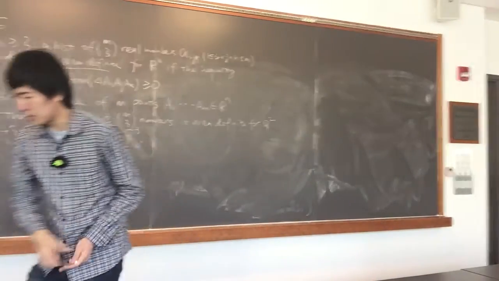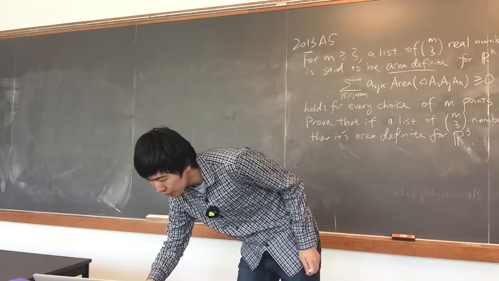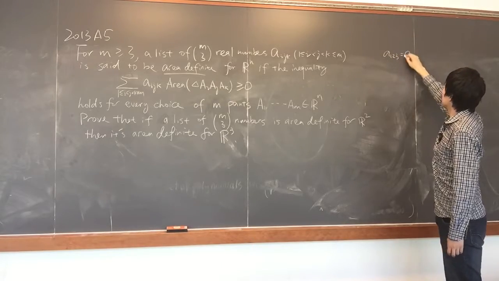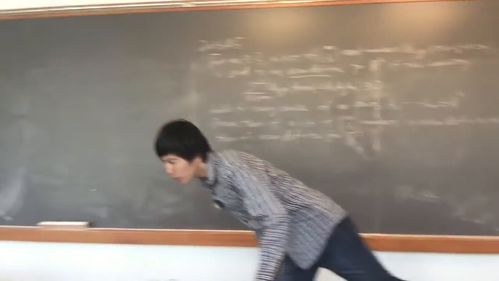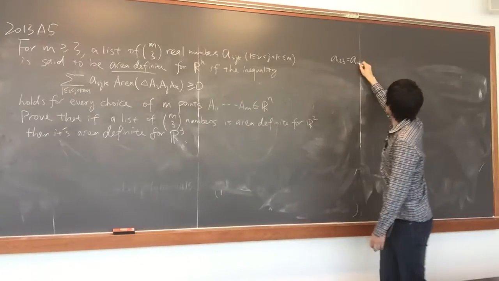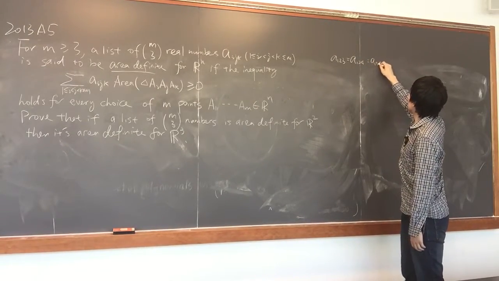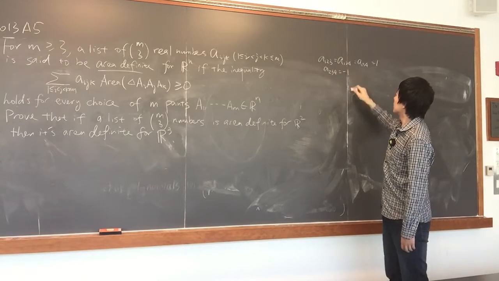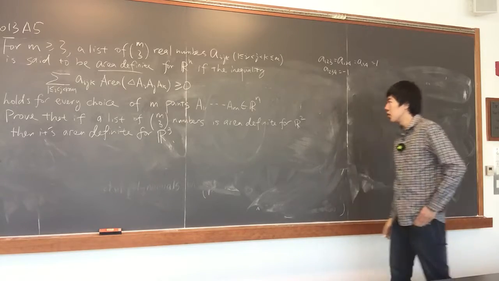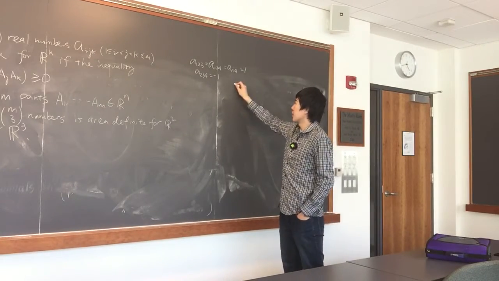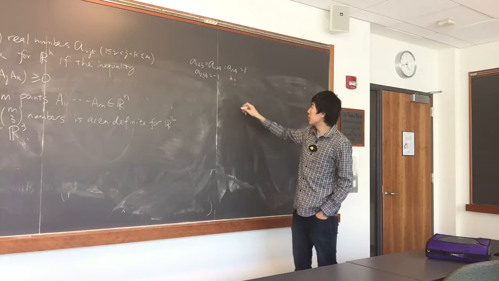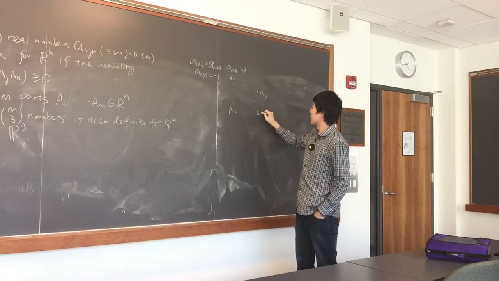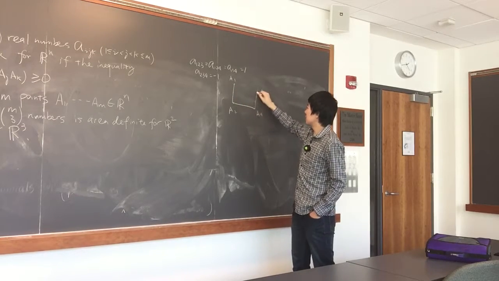Let's see, what's the example given in it? So for example, we know A123 equals A124 equals A134 equals 1, and A234 equals -1 is area definite in R2. The reason for that is if you pick any 4 points, A1, A2, A3, A4, and you connect them.